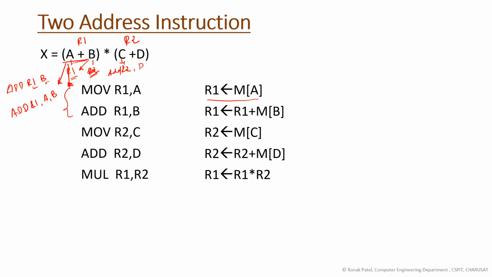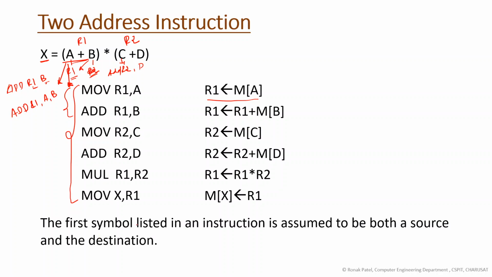But what is our ultimate goal? We don't want the result in R1, but our result must be stored in this address. So again you need to move from your register to the memory location. So we have moved to that. Now see how many instructions: 1 2 3 4 5 6. So if you have two address type instructions, the number of instructions is now 6. In the previous case it was 3.